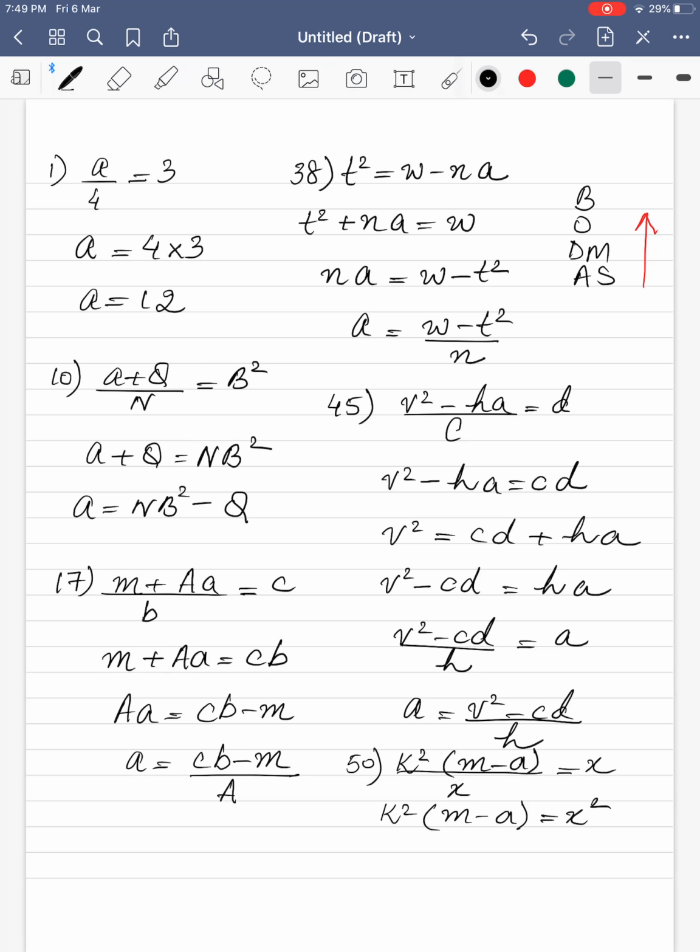Now I can take the k square, which is multiplying. Multiplication goes to the other side and it divides. So m minus a is equal to x square divided by k square. And now I can take the negative a term to the right hand side and bring the x square divided by k square term this side, and it will become x square divided by k square is equal to a. I can rewrite my answer as a is equal to m minus x squared divided by k squared, which is my final answer.